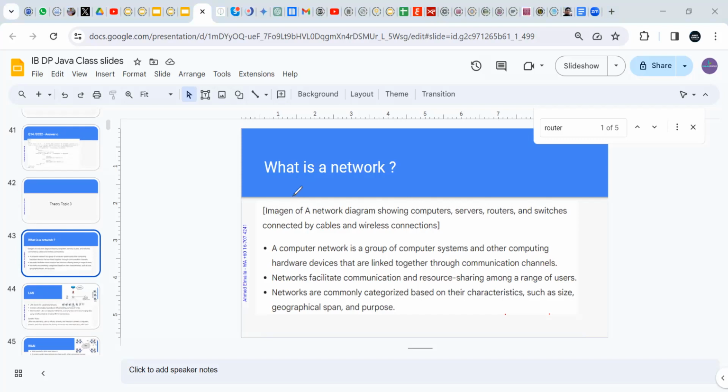So what is a network? Just like the definition of a network. What is a network, and why do we need it? So I mean a network is just like a group of systems and devices that are connected together through a communication channel, okay. And why do we need to use networks?